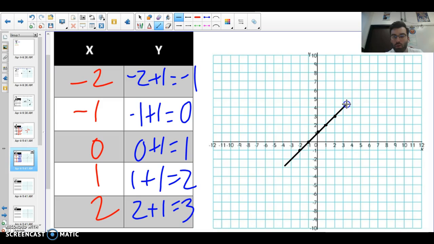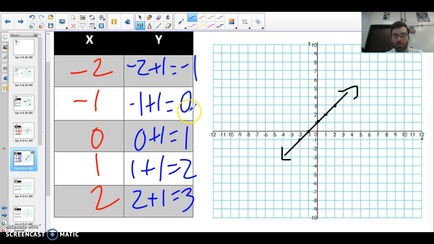Now when you connect your dots, I have a nice, perfect line. All right, you want to put arrows on those dots because they go on forever. The line goes on forever. It goes to infinity in both directions. Okay?